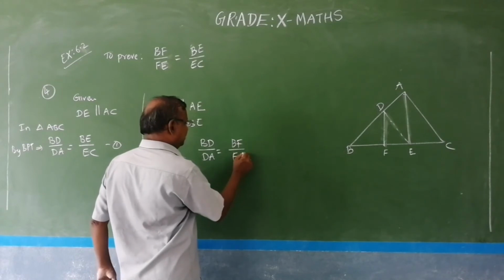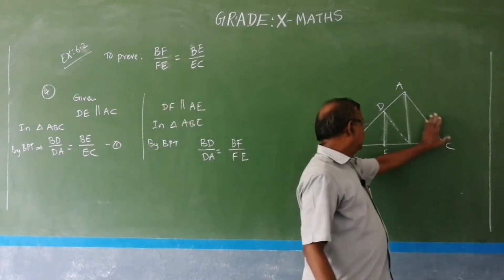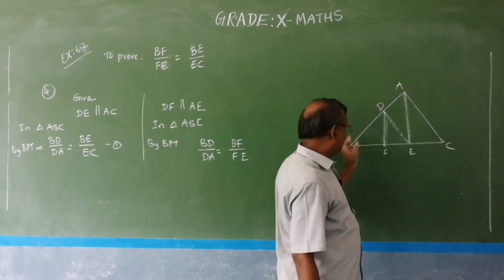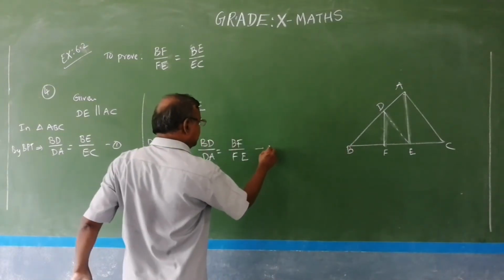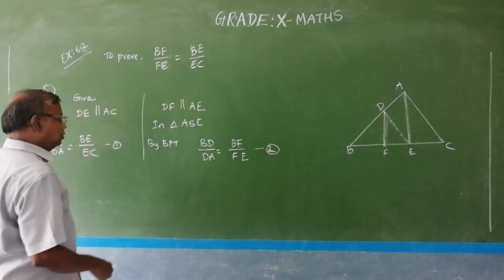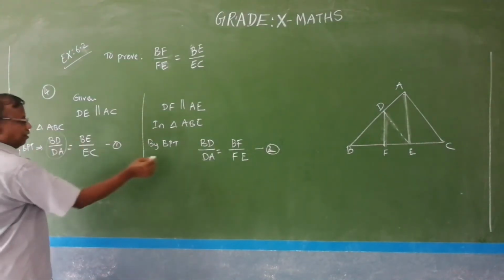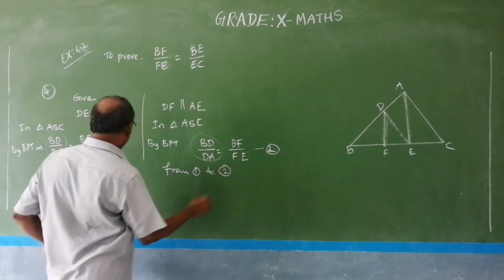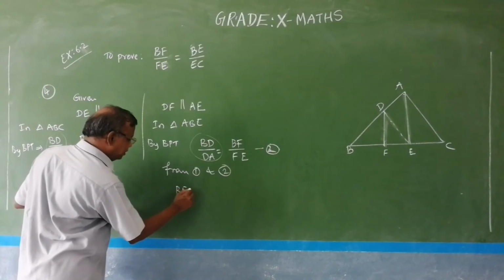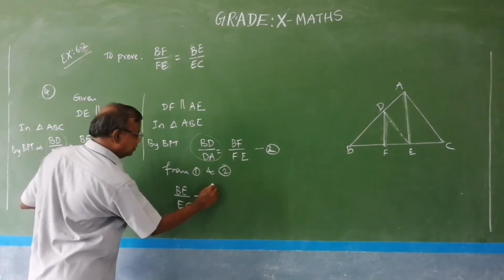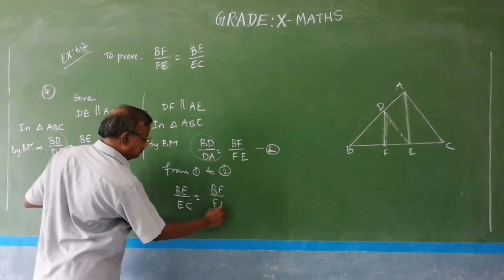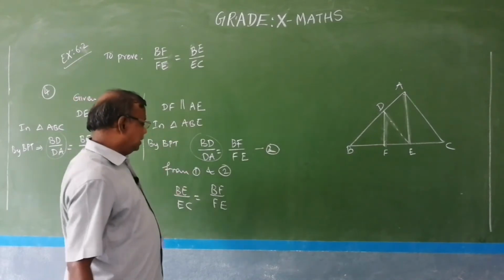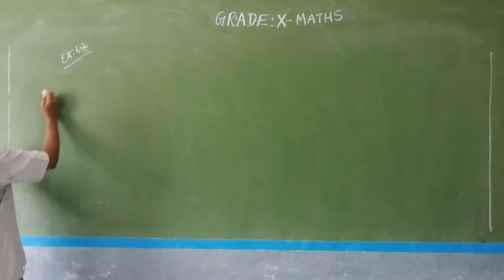BF by FE. So in this triangle, you forget this one. In this triangle, consider DF parallel to AE. Therefore, BD by DA equal to BF by FE. This is 2. From 1 and 2, BD by DA is common. So from 1 and 2, we have BE by EC equal to BF by FE. So this is what they asked, BE by EC equal to BF by FE. Hence proved.